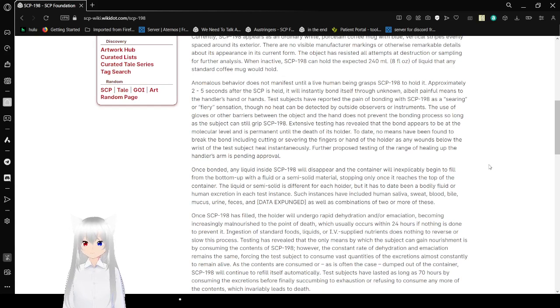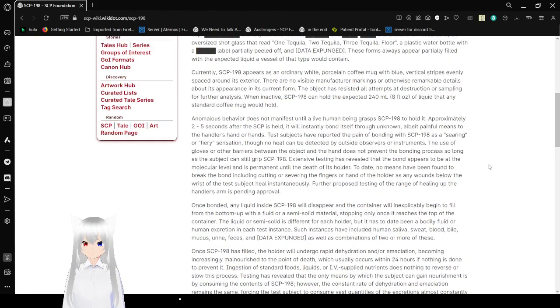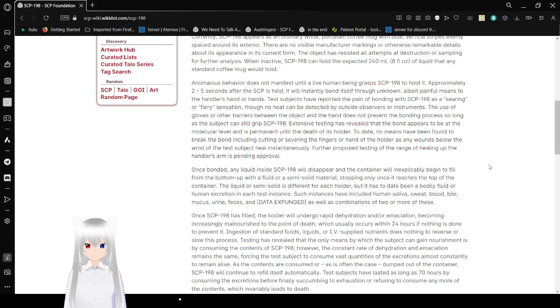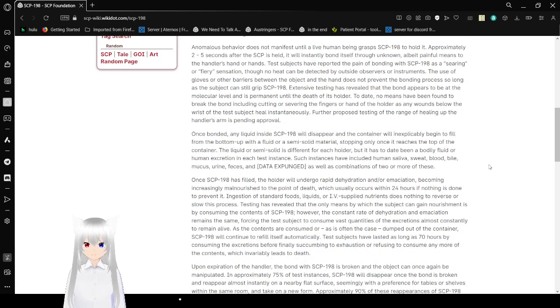Currently, SCP-198 appears as an ordinary white porcelain coffee mug with blue vertical stripes evenly spaced around its exterior. There are no visible manufacturer markings or otherwise remarkable details about its appearance in its current form. The object has resisted all attempts at destruction or sampling for further analysis. When inactive, SCP-198 can hold the expected 240 milliliters, 8 fluid ounces, of liquid that any standard coffee mug would hold. The object's behavior does not manifest until a live human being grasps SCP-198 to hold it.